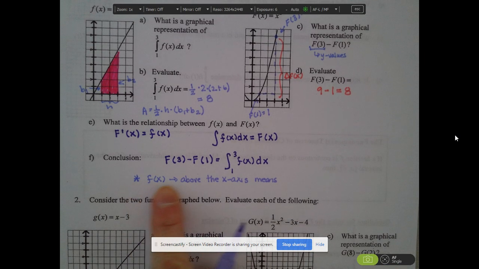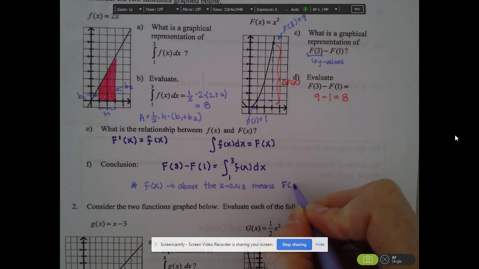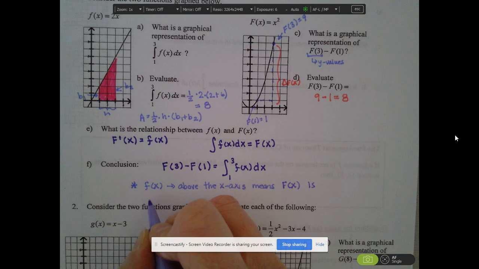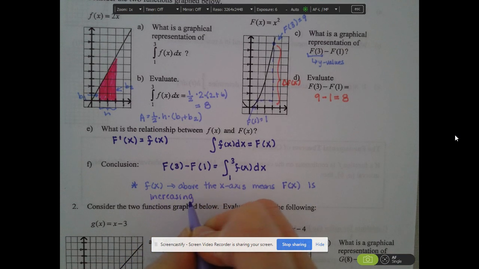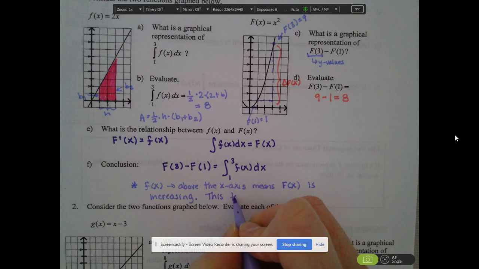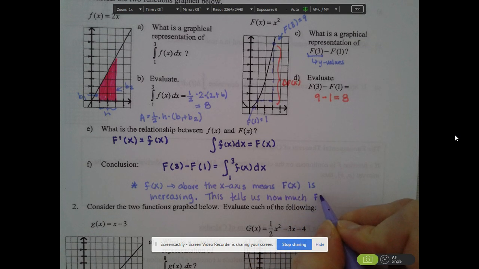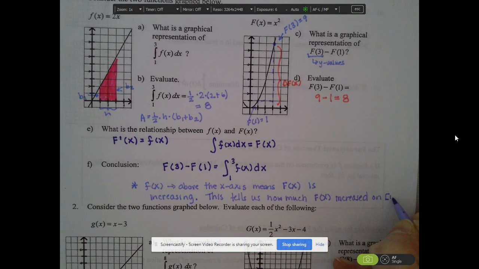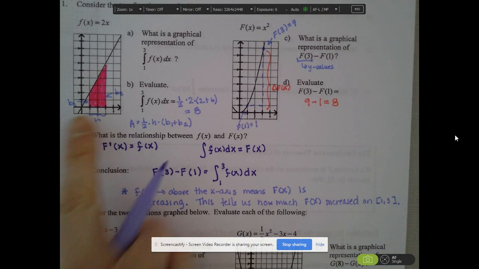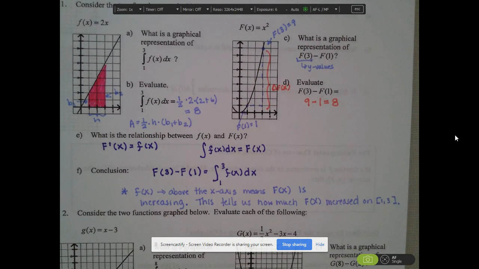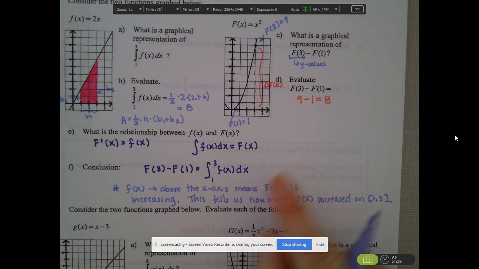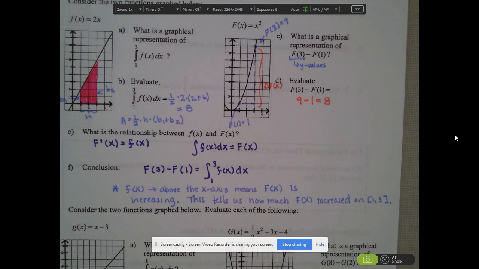So what does this mean? Since f of x is above the x-axis, it means that f of x is increasing. And this number, the 8, tells us how much f of x increased on that interval. So again, we know derivative graphs, if they're above the x-axis, tell us that the original function was increasing. And the value that we actually get is that 8 tells us how much it increased on the interval from 1 to 3. So kind of an important piece of information.